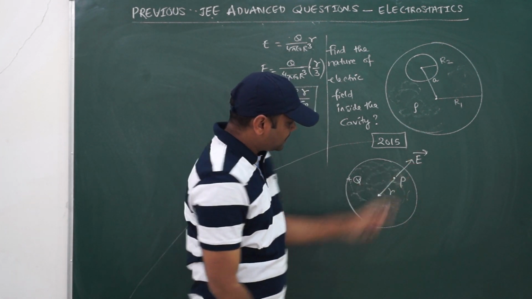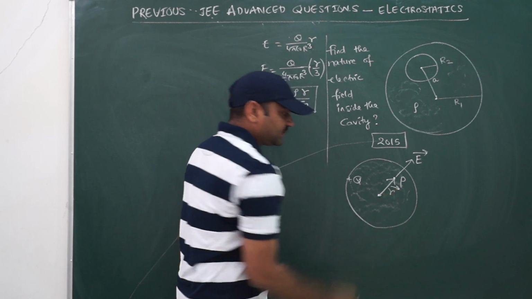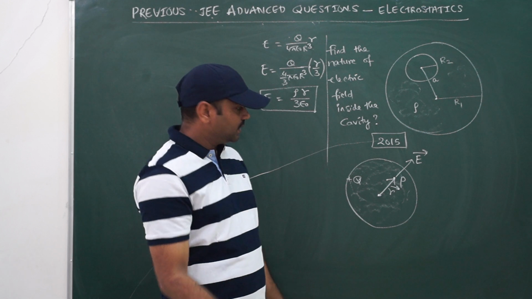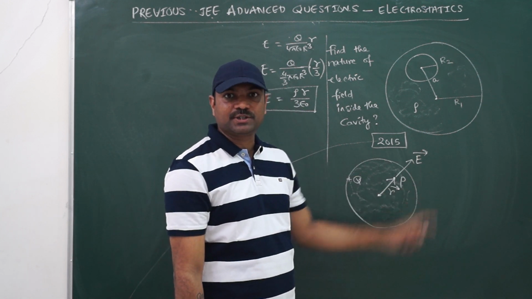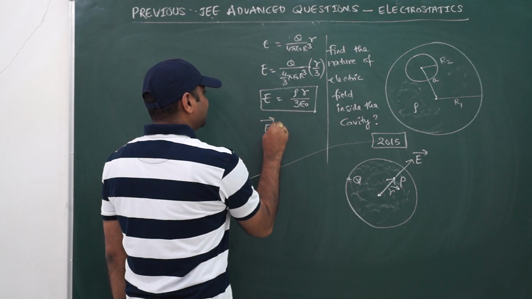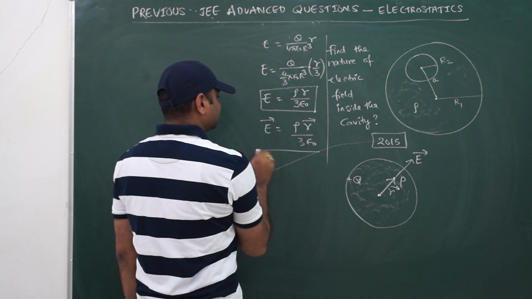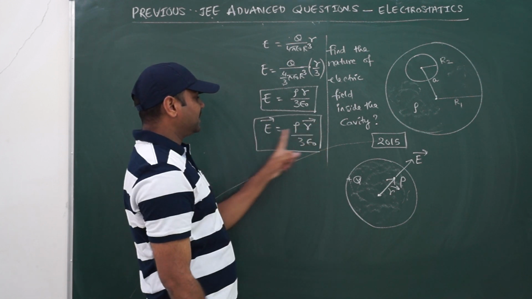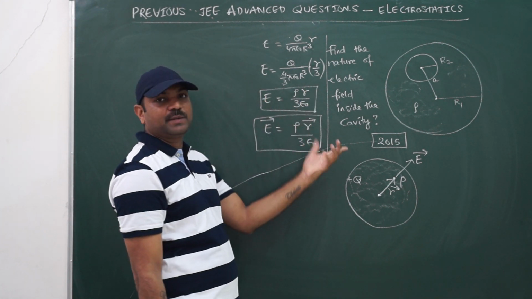And what is the field direction? Suppose I am taking this as the vector R bar. Instead of R, I am now writing R bar. Then the field vector and the R bar vector are both in the same direction, and the magnitude depends on R. So I can write the field vector is equal to rho into R bar by 3 epsilon naught. If I take the field magnitude and R magnitude, you will get the field is equal to rho into R by 3 epsilon naught.